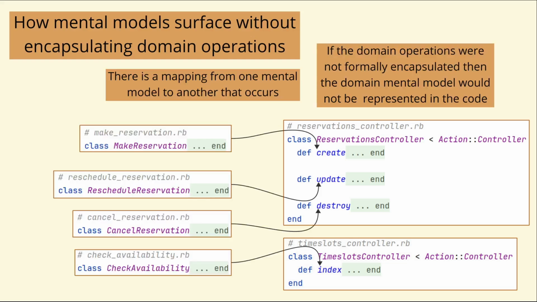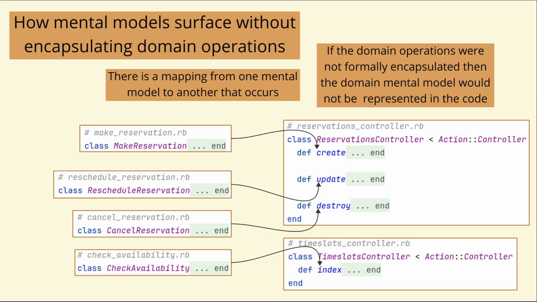Anyway, let's take a look at what these actually are carrying out. So we already knew create carries out the make reservation operation. Turns out that update is carrying out reschedule. And that's difficult to guess. It's difficult to guess that reschedule reservation corresponds to the update action. We did guess destroy correctly. It is the cancel reservation operation. It wasn't guaranteed, but we were able to guess that one. And it turns out that index is carrying out check availability.